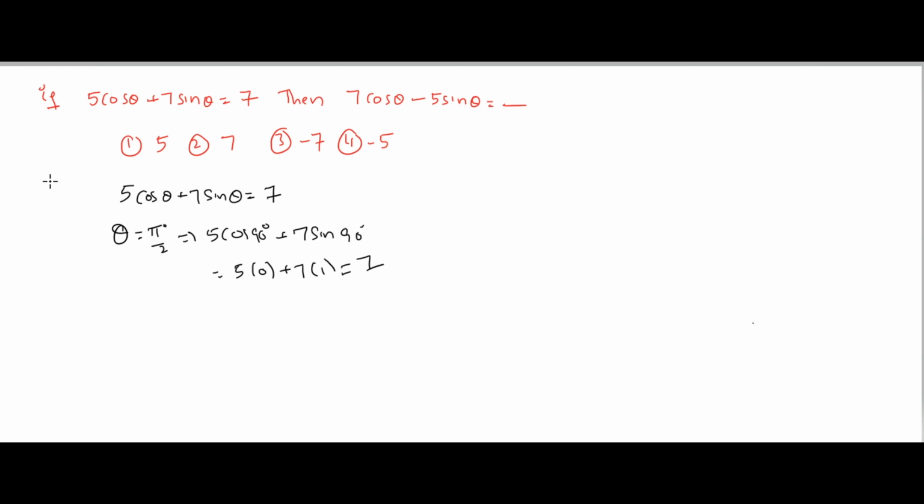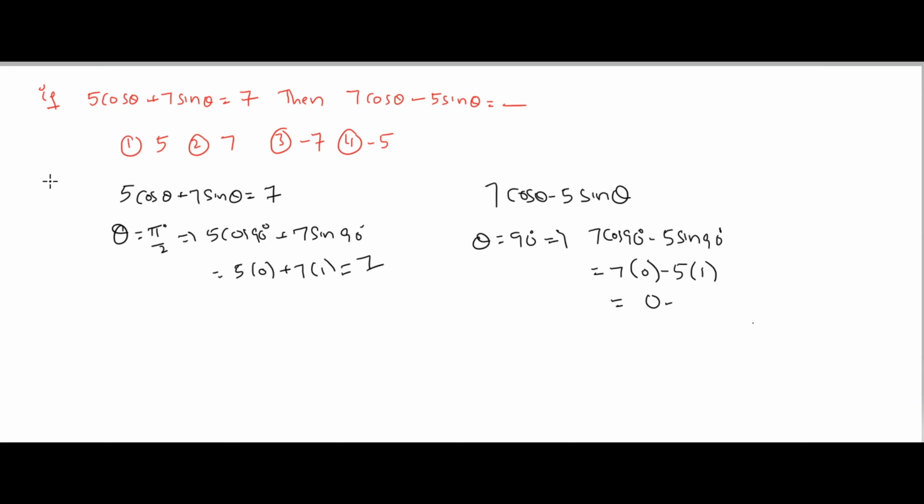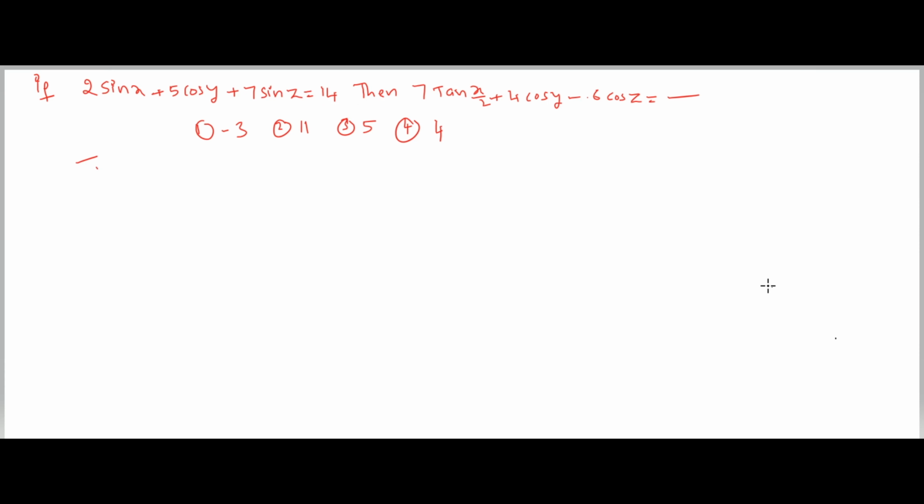Now we substitute these values in 7 cos theta minus 5 sin theta. Substituting theta is equal to 90 degrees, 7 into cos 90 minus 5 sin 90 degrees, that is 7 into 0 minus 5 into 1, that is equal to 0 minus 5, that is equal to minus 5. So fourth option is correct answer.